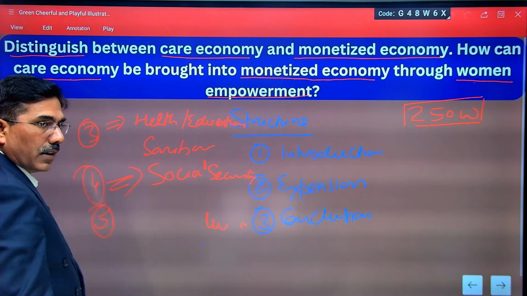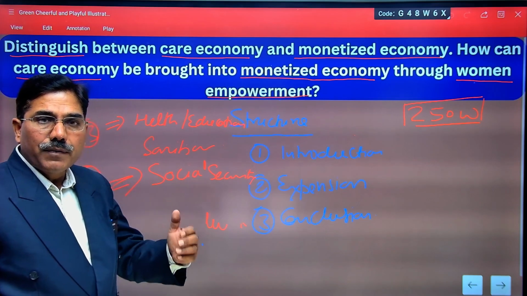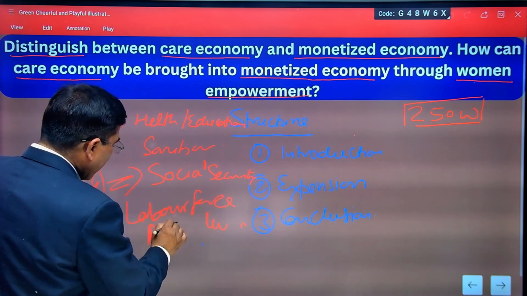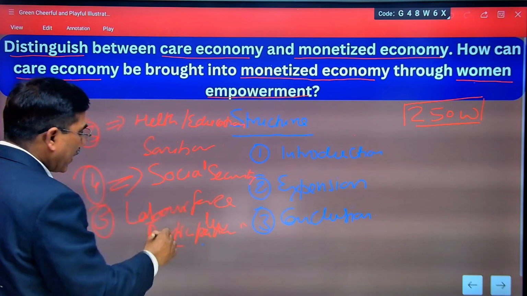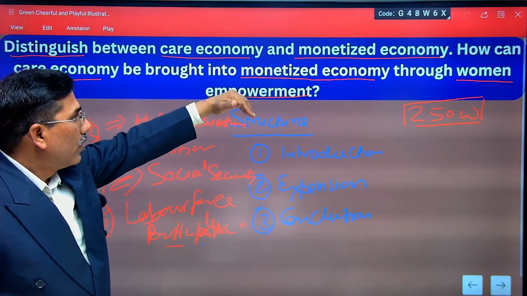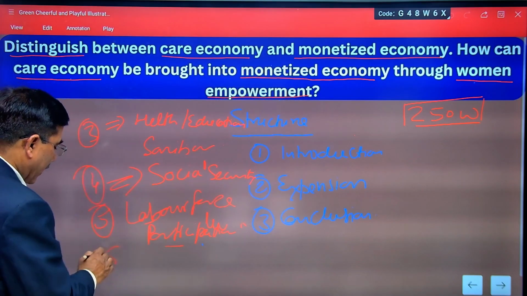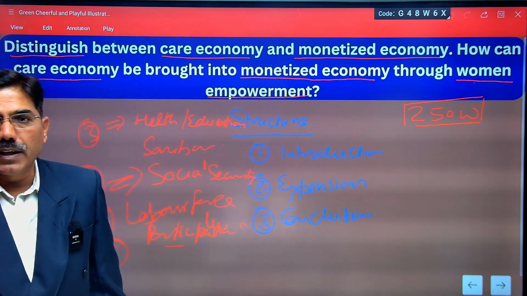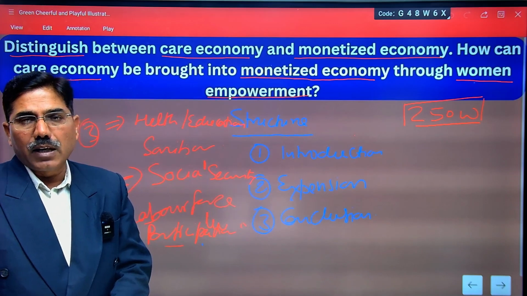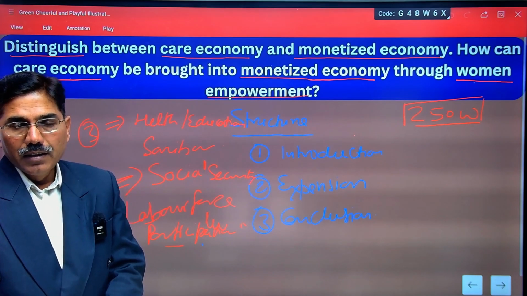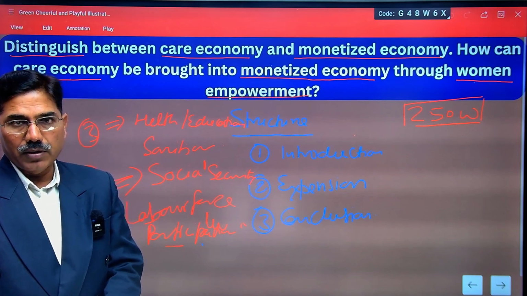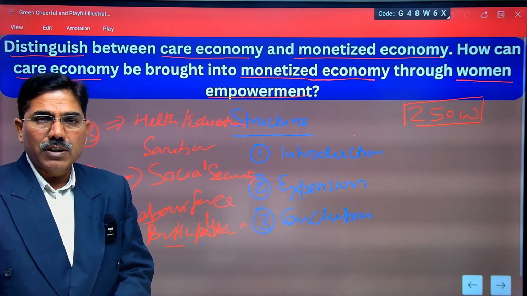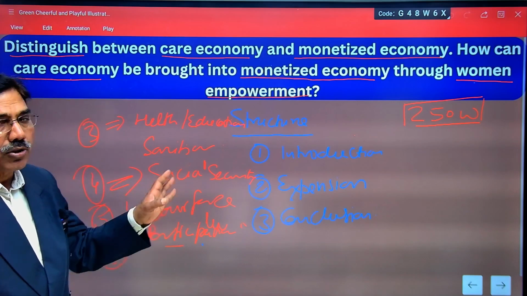At the fifth level, if we increase the labor force participation rate of the women, that also converts the care economy into a monetized economy. If we further promote entrepreneurship among the women, as you know, our government of India in 2011 introduced the Shram Ajivika program for the women. Under it, a revolving fund facility was provided by the government for the development of their own small scale micro enterprises, etc.